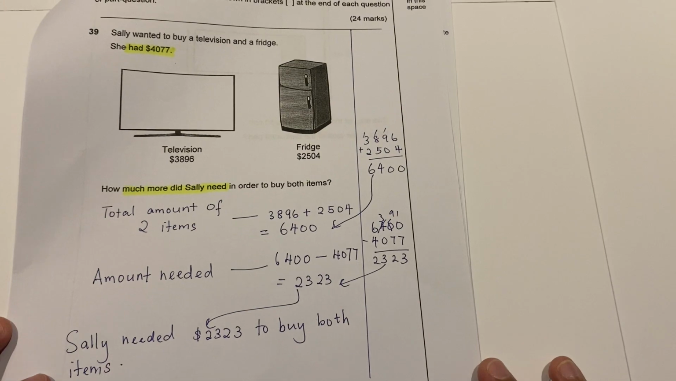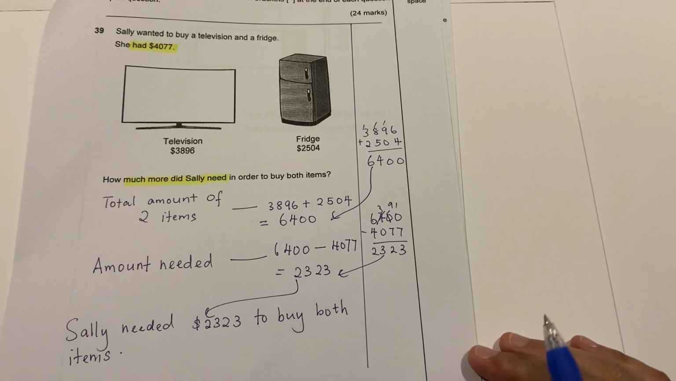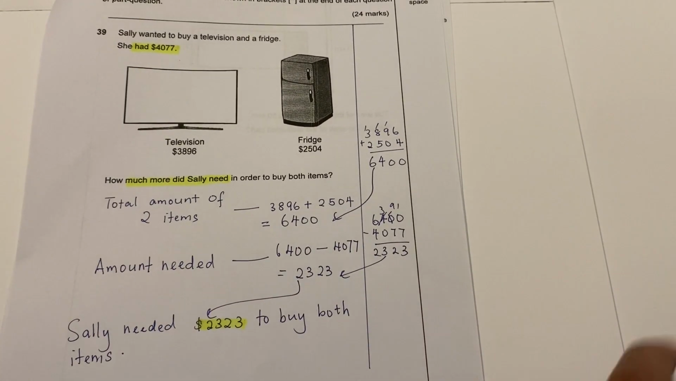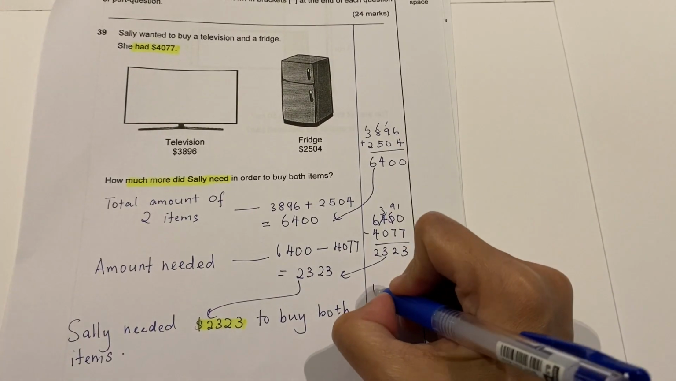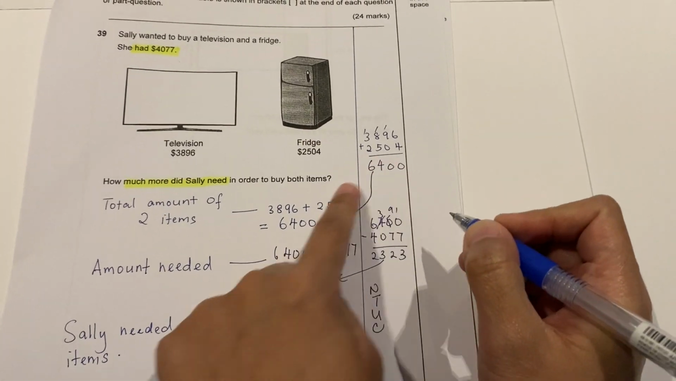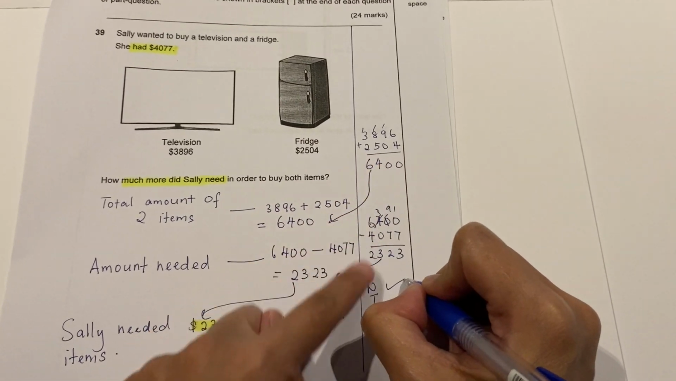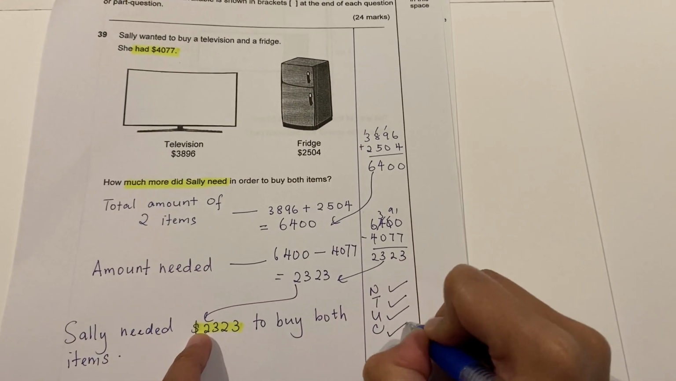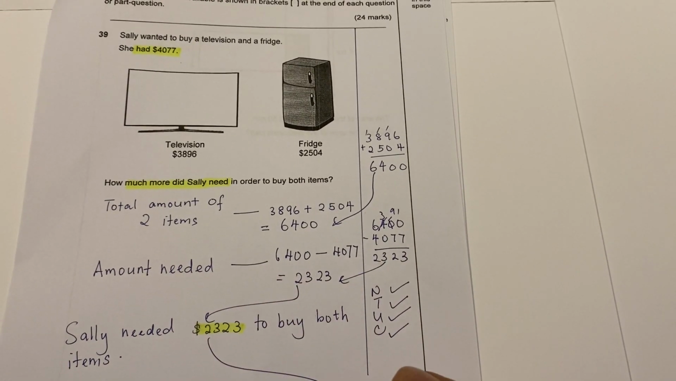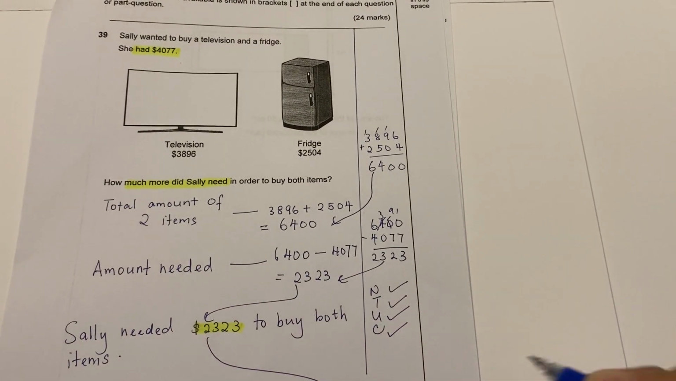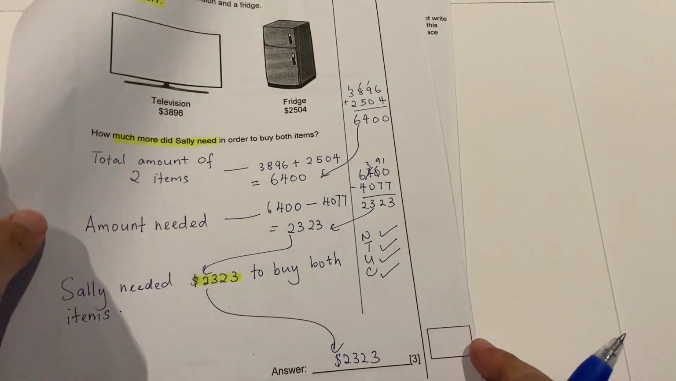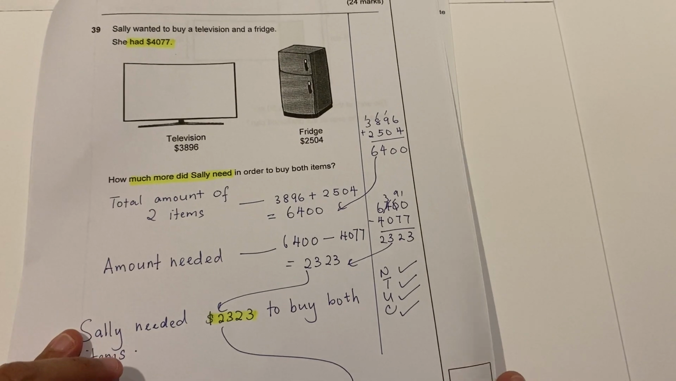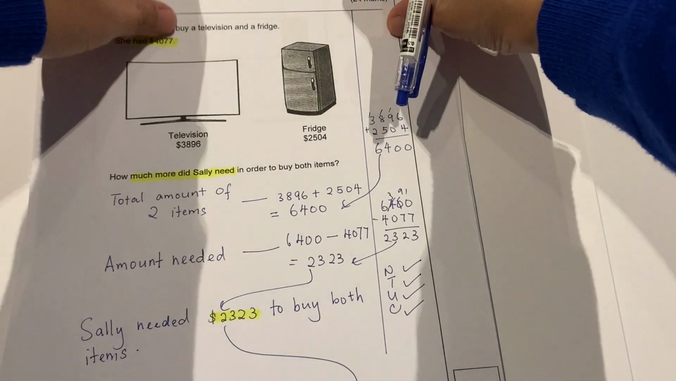Okay, right, so that's your first answer. Okay, you can do your NTUC, check the numbers, check the transfer, the unit is in dollars, and you check your work. Okay, you can bring down the answer as 2323. Alright, so that's question 39. Okay, alright, let's move on to question 40.